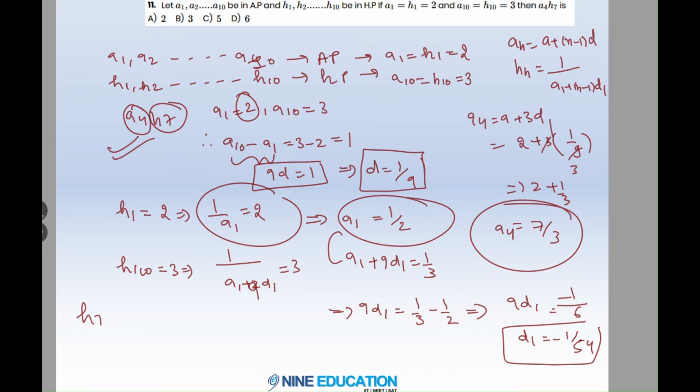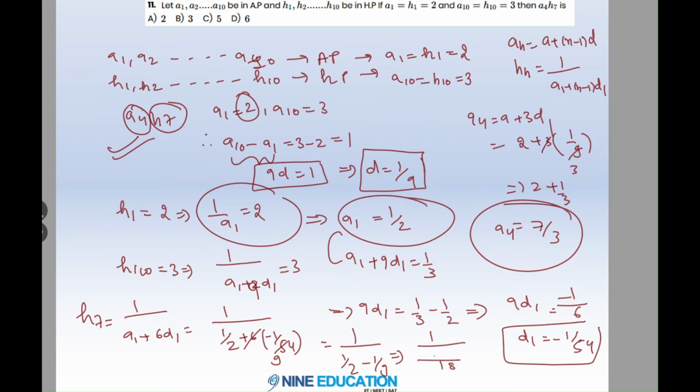Let's find H7 then. H7 is equal to 1 upon A1 plus 6D1 which is 1 upon 1 by 2 plus 6 into minus 1 by 54. This is 9. So this is 1 upon 1 by 2 minus 1 by 9 which makes up 1 upon 7 by 18. 9 minus 2 makes it 7. Hence it is 18 upon 7. H7 is 18 upon 7.